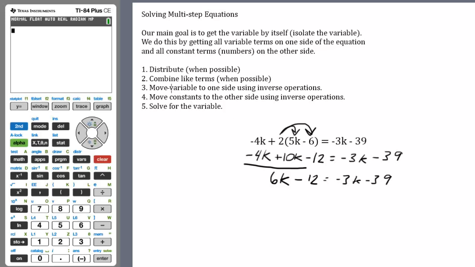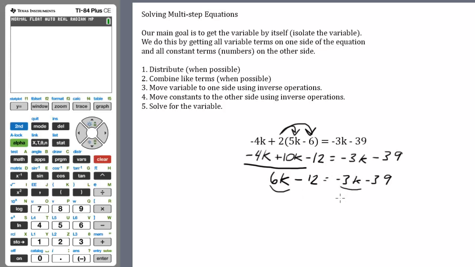So now we want to move all the variable terms to one side. What I like to do is look for the smaller of the two. This is just with the variable terms, but we have negative 3k and we have 6k. Which one's smaller? Or lesser, I guess. The lesser one is negative 3k. So I'm going to deal with this one. I want to get rid of this negative 3k on this side.